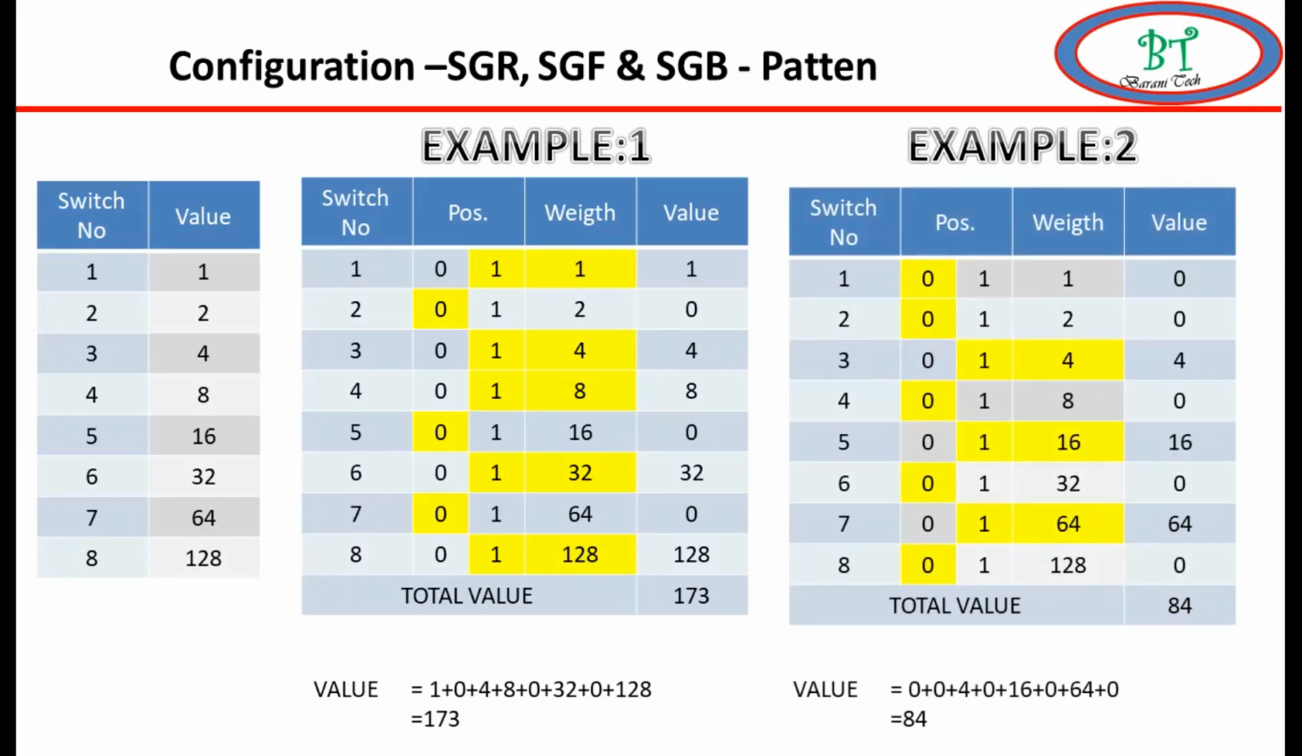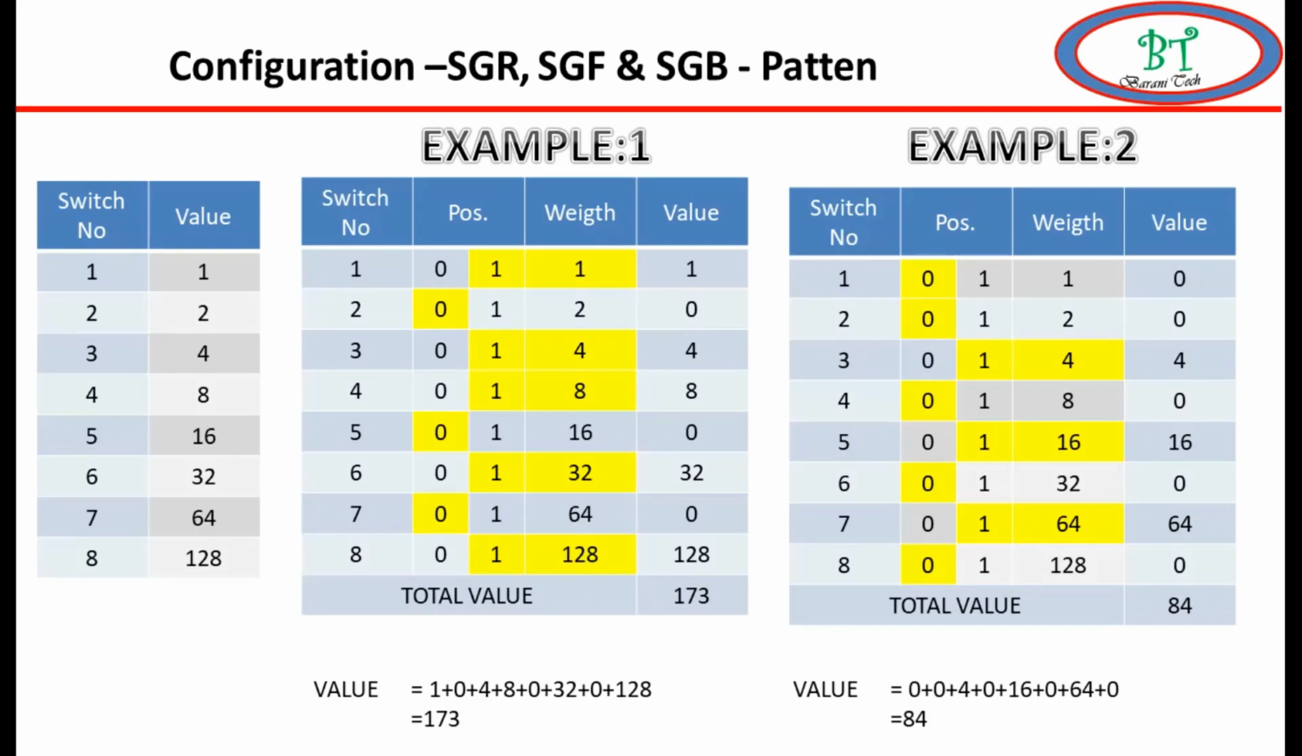Switch 6 is not activated, the value is 0. Switch 7 is activated, the value is 64. Switch 8 is not activated. When you sum all these values, we get 84. So this number indicates the configuration of the relay.